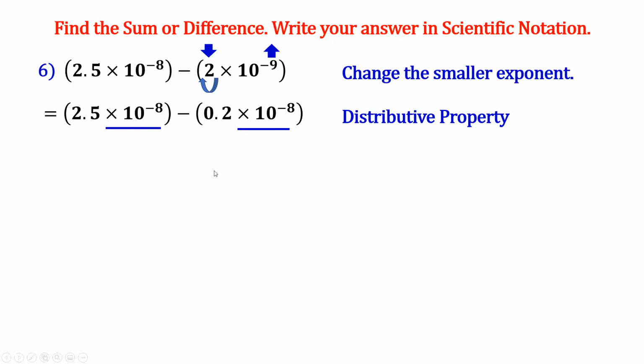The distributive property says take out what they have in common. That's the 10 to the negative 8. Everything else remains on the inside. And this becomes a simple subtraction problem. It was 2.5 minus 0.2, and that is going to give me 2.3.